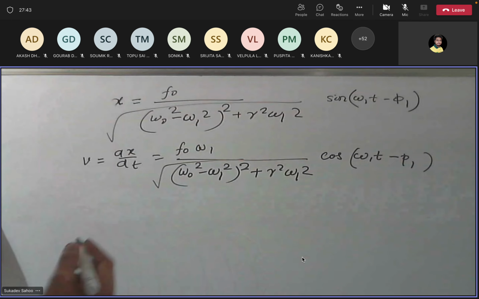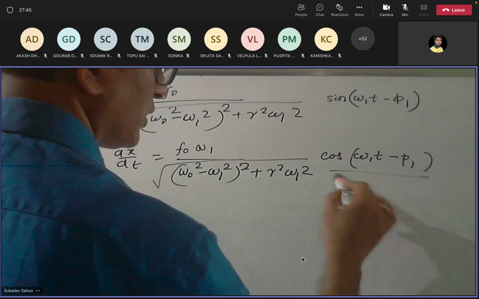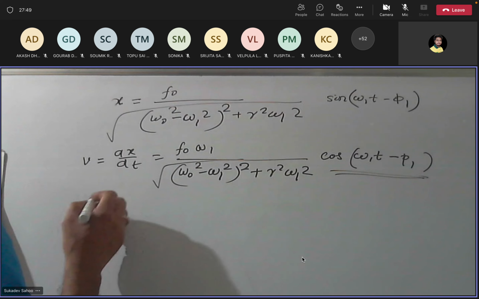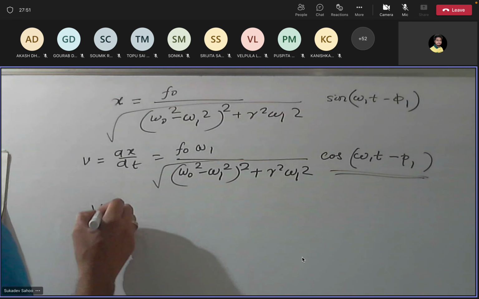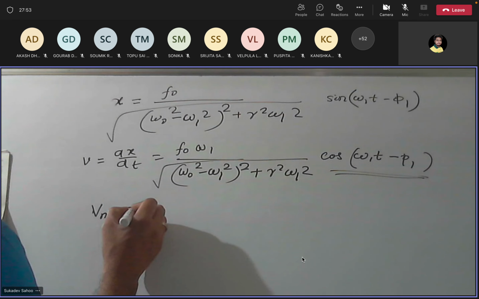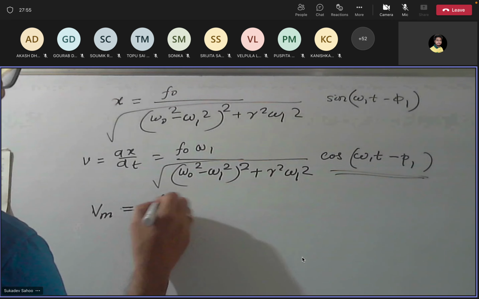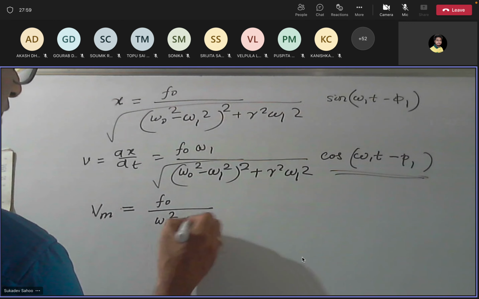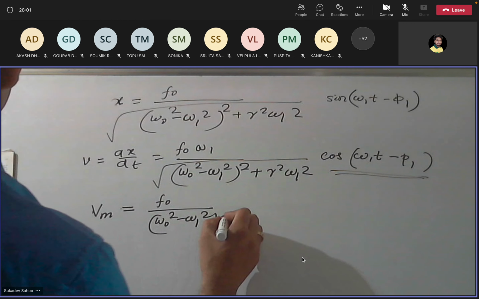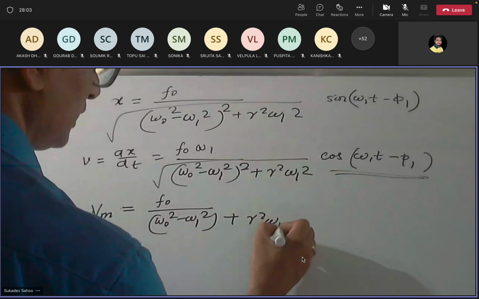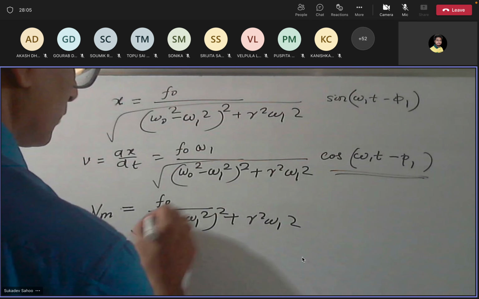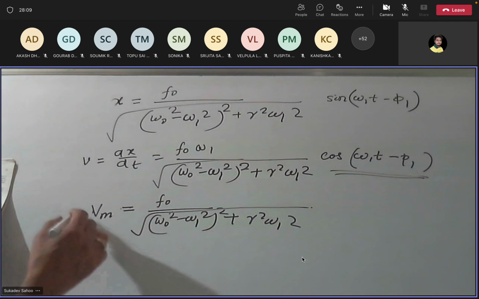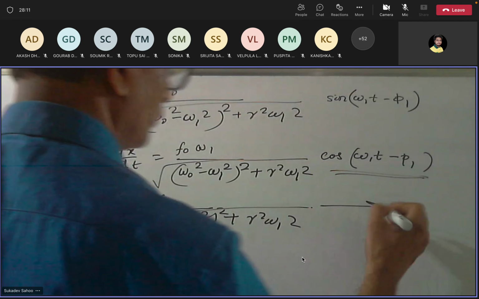Now we know that the maximum value of the cos term equals 1. So at that time you will get the maximum value of velocity, which is known as velocity amplitude. So this will be F0 divided by the square root of (omega 0 square minus omega 1 square) whole square plus gamma square omega 1 square. This is the maximum value. This is the velocity amplitude.